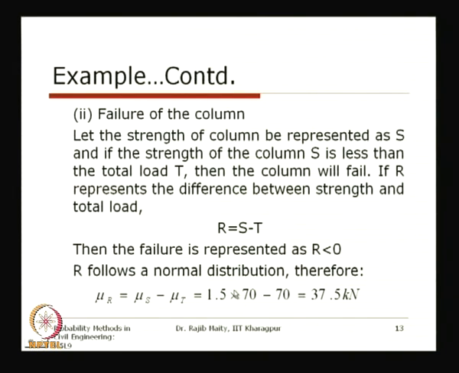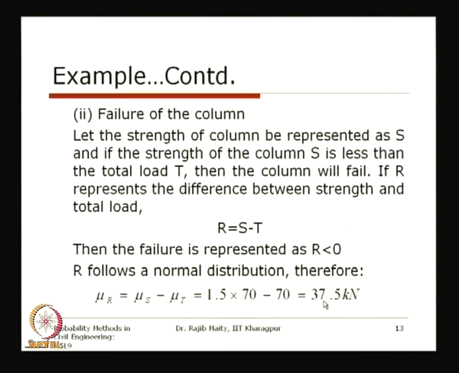R follows a normal distribution, since S and T are both normal distributions. The mean of R will be the difference of their means, that is, the mean of the strength minus the mean of the total load. The mean of the strength, as expressed, is 1.5 times the total load, so 1.5 multiplied by 70 is the mean for the strength, minus the mean of the total load, which is 70, as we saw in the previous part of the problem. So, that difference is 37.5 kilonewton.